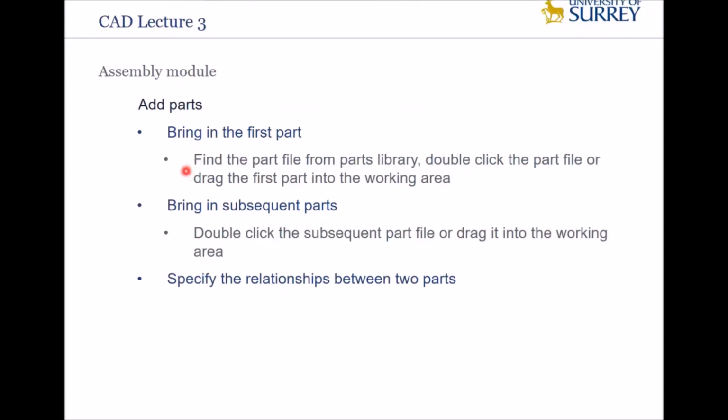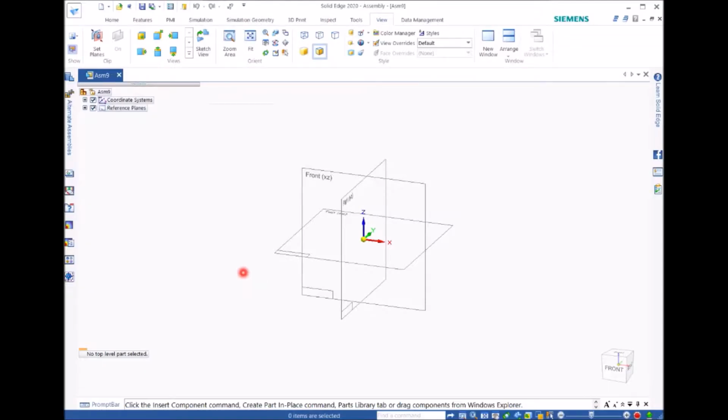To bring the parts in, you need to go to the part library first, select the parts, and double click or drag them into the working area. Once the first part is in, you can bring the second part in, double click or drag it into the working area. Once you have two parts there, you can set relationships between them.